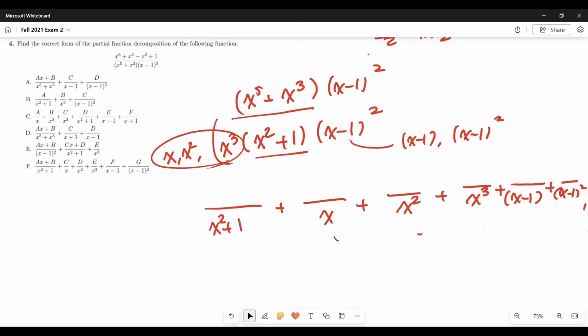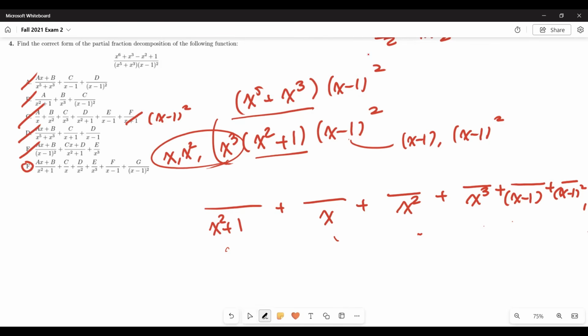We have that. So let's look at our options first, whether we can eliminate anything. A doesn't have the same format. B doesn't have it either. C has x squared, x cubed, x squared plus 1, x minus 1, but x plus 1 is not right, it should be x minus 1 squared. So C is not right. D is not right. E is also not right. And F actually follows our general format, but I'm going to explain how the numerator works.